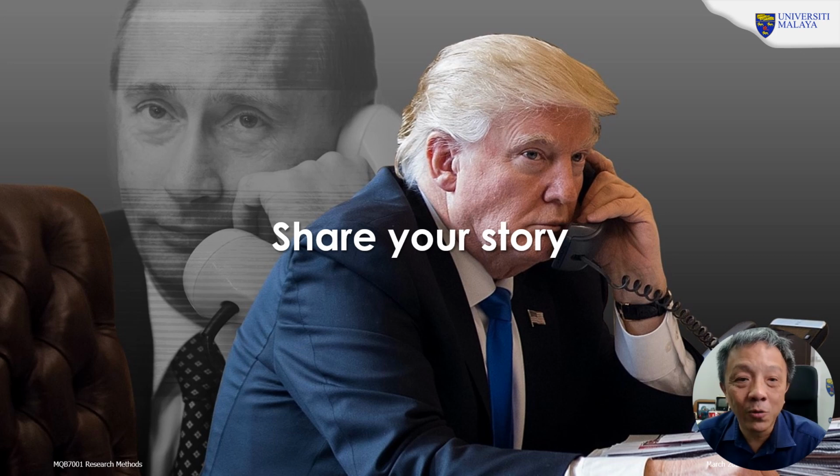The next step is to share your story. It's important for you to share your ideas, to talk to people, to ask people, to get more input. It can be your fellow students or colleagues in your workplace. It can also be an academician. You can talk to any one of us and just bounce your idea off any one of us.